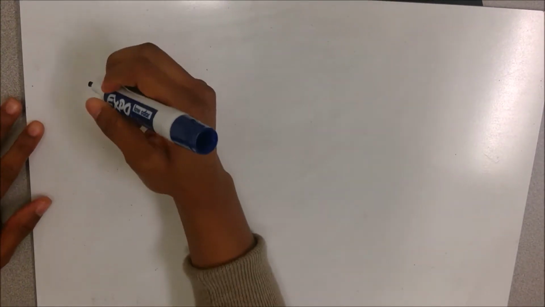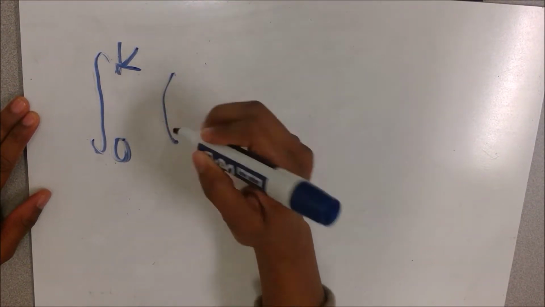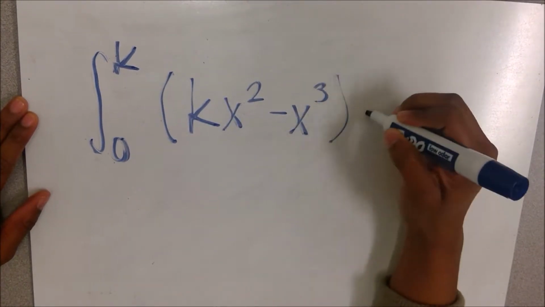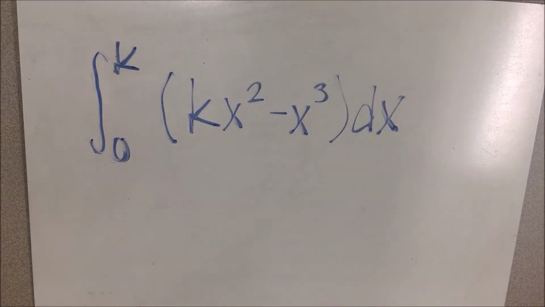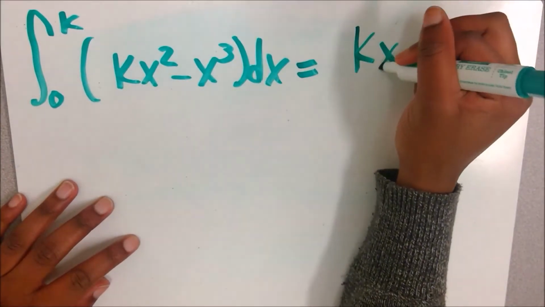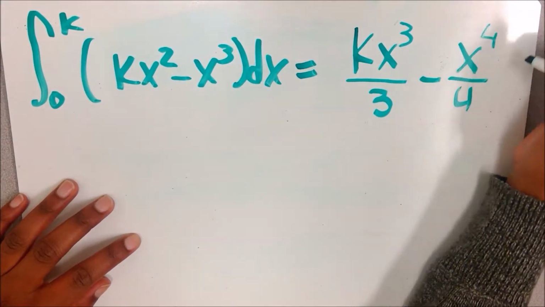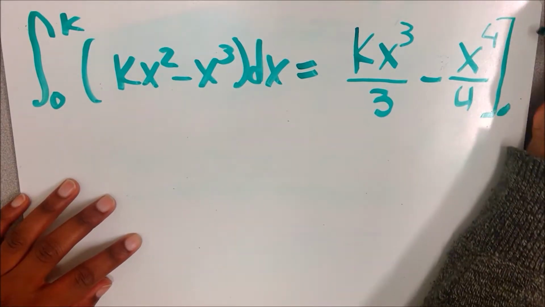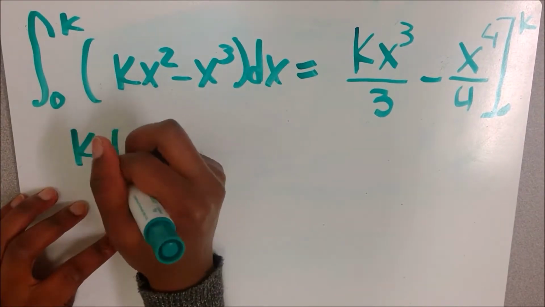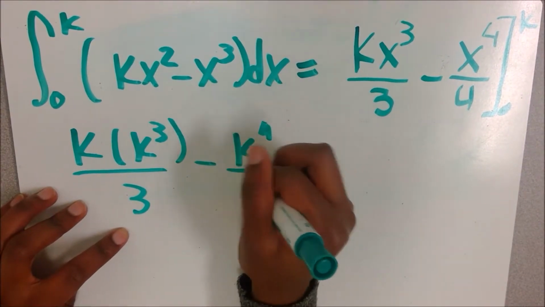Then you can write the integral as the integral from 0 to k of the equation, which is kx squared minus x cubed, dx. So once you integrate this, you would get kx to the third over 3 minus x to the fourth over 4. And you would plug in your bounds, which are 0 and k. If you plug in 0, you would just get 0. So you get k times k to the third divided by 3 minus k to the fourth divided by 4.